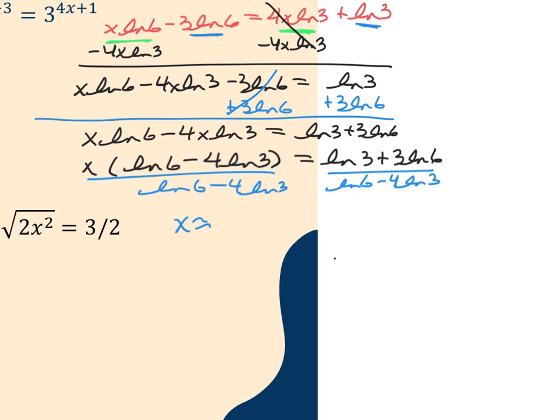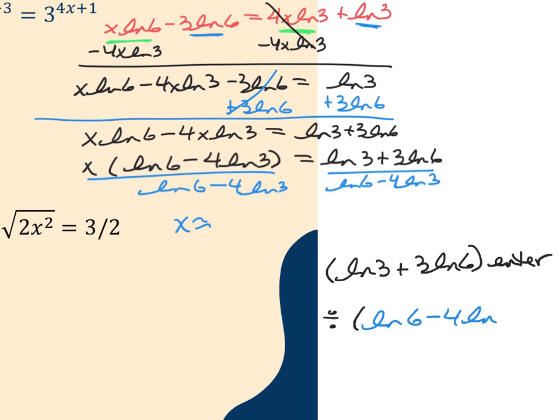I recommend that you take the numerator, put it in parentheses, close the parentheses, hit enter, and then hit divide, and then parentheses again, and you'll do the denominator, and then hit enter. So let's see what we get here in the stages. I'm going to do parentheses, ln 3 plus 3 ln 6, close the parentheses, hit enter.